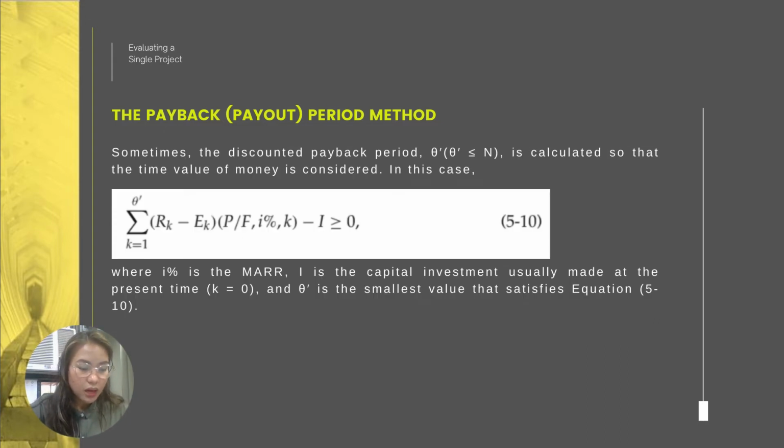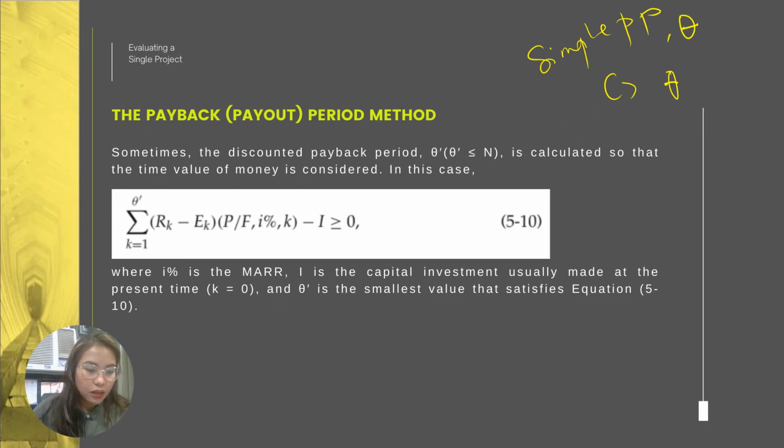Anyway, the simple payback period, or theta, the one we mentioned earlier, ignores the time value of money and all cash flows that occur after the payback period. And if this method is applied to the investment project in, I think, example 5-13, the number of years required for the undiscounted sum of cash inflows to exceed the initial investment is 4 years.